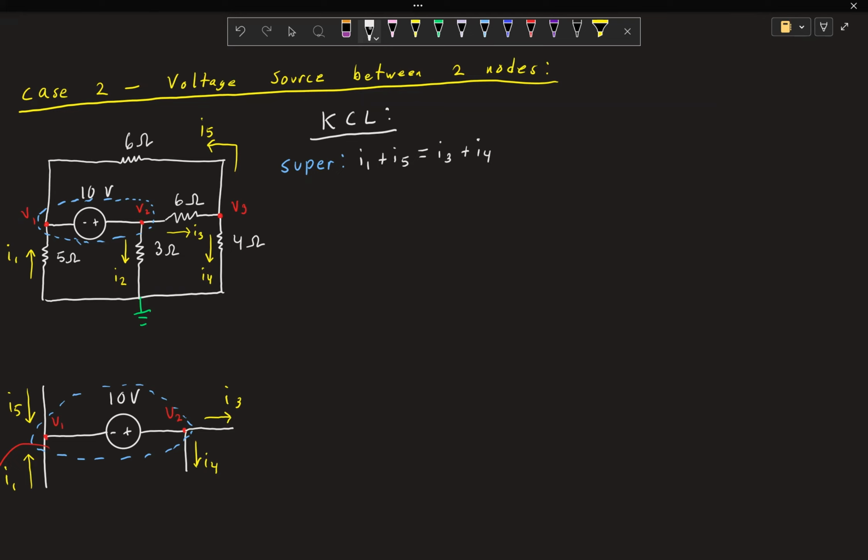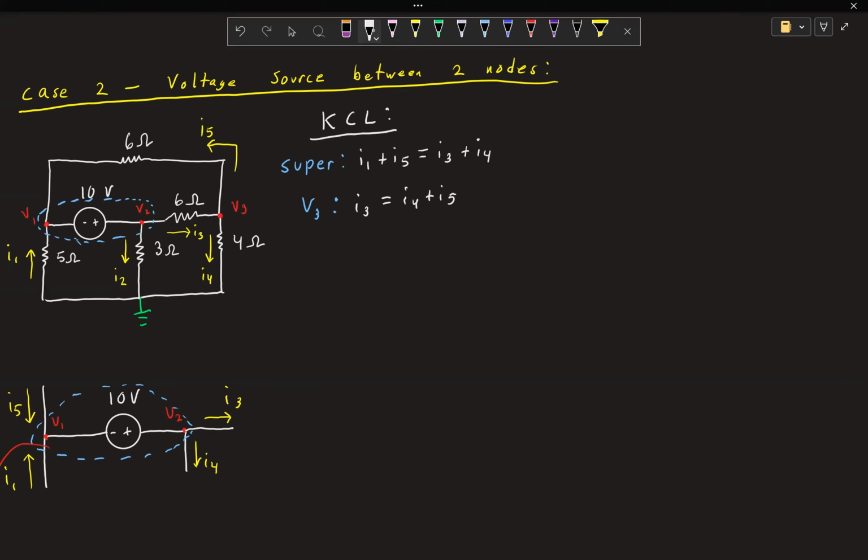And then we're going to continue the problem like always. So we're going to write another KCL for the other remaining node, which is V3. And that looks like I3 going in equals I4 plus I5 going out. And then we're going to continue like normal.